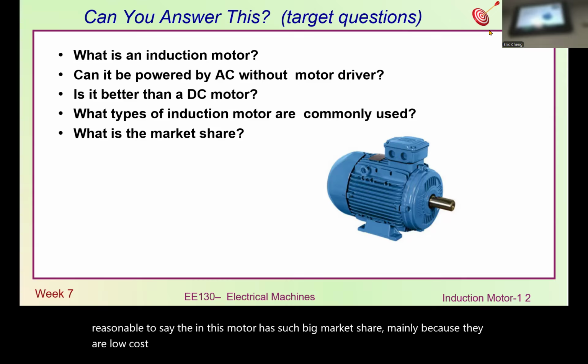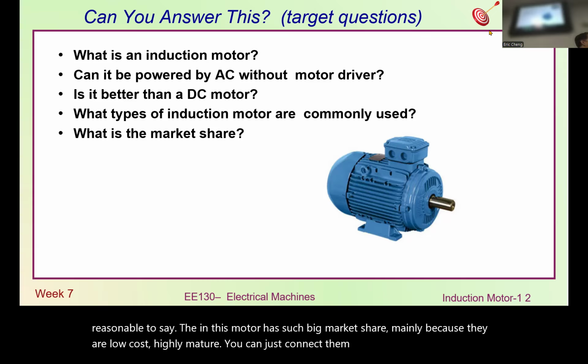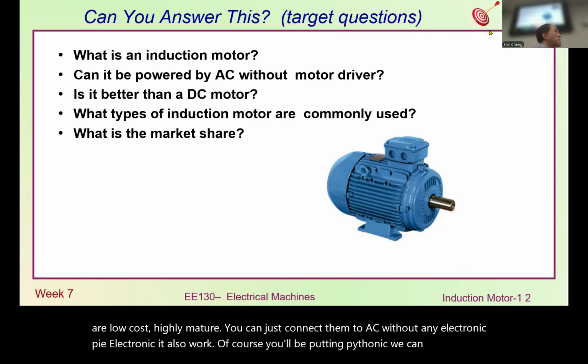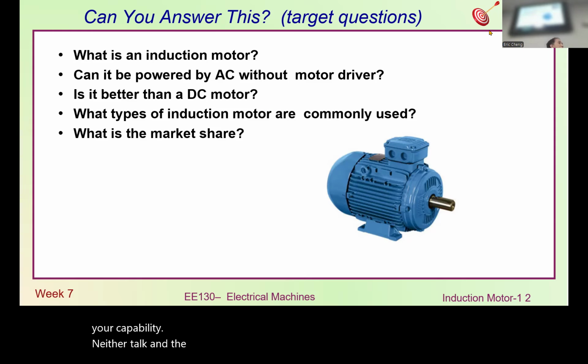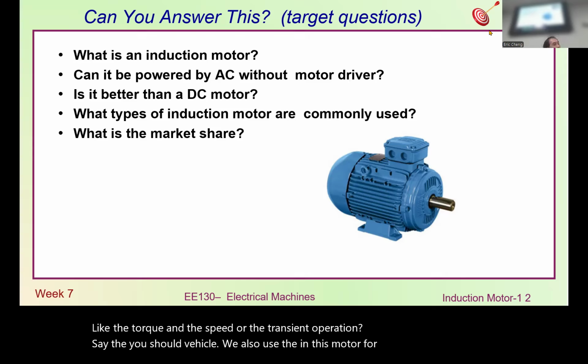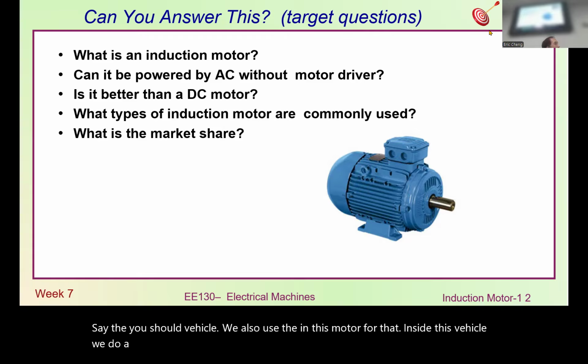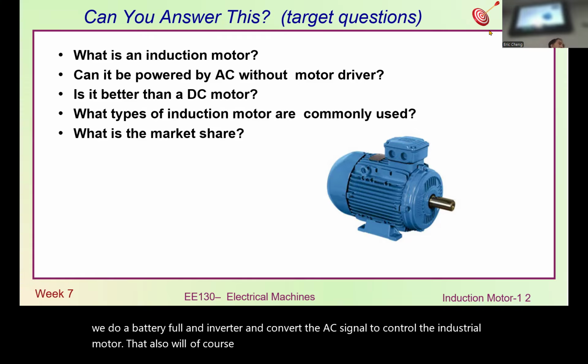We can just connect them to AC without any power electronics. It also works. Of course, if you put in power electronics, we are able to control more of your capability, like the torque and the speed or the transient operation. Like say the electric vehicle, we also use the industrial motor for that. Inside the electric vehicle, we take a battery through an inverter and convert to an AC signal to control the industrial motor. That also works.